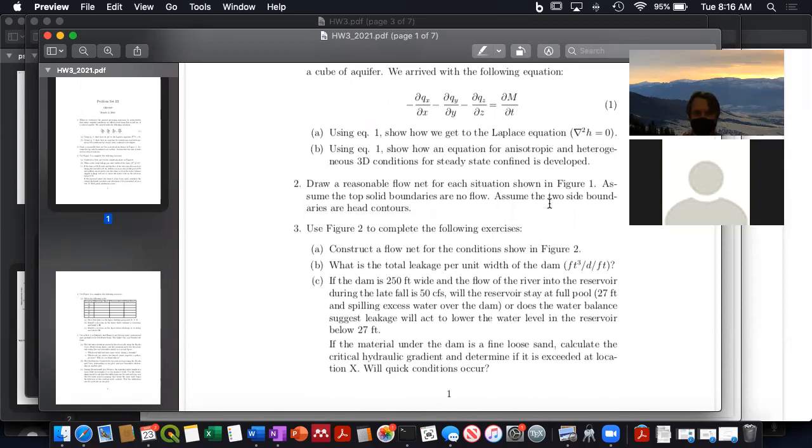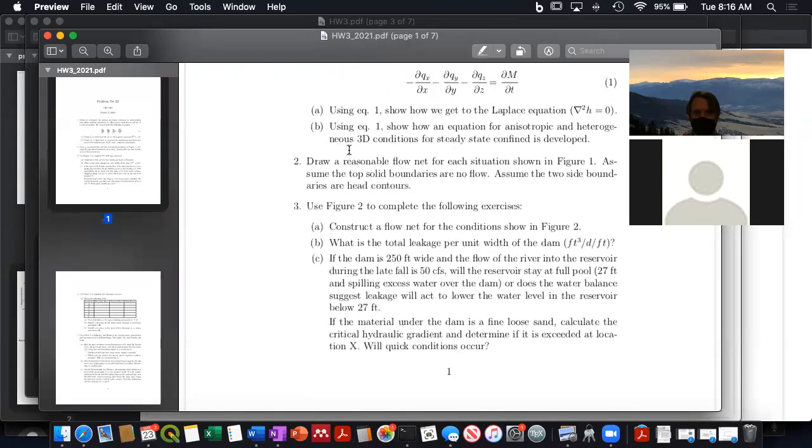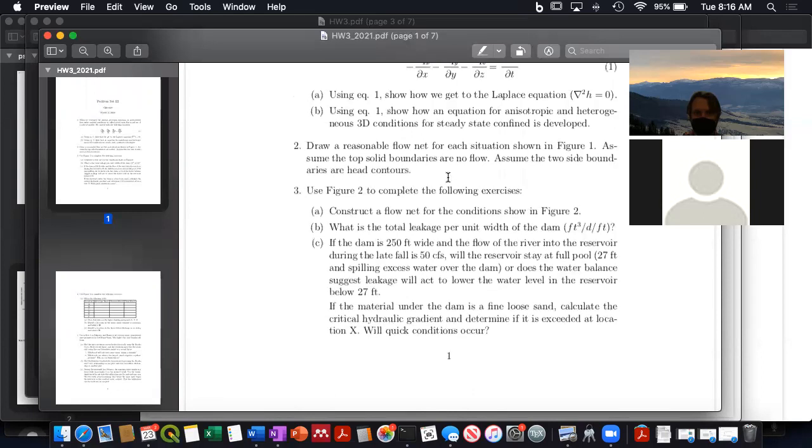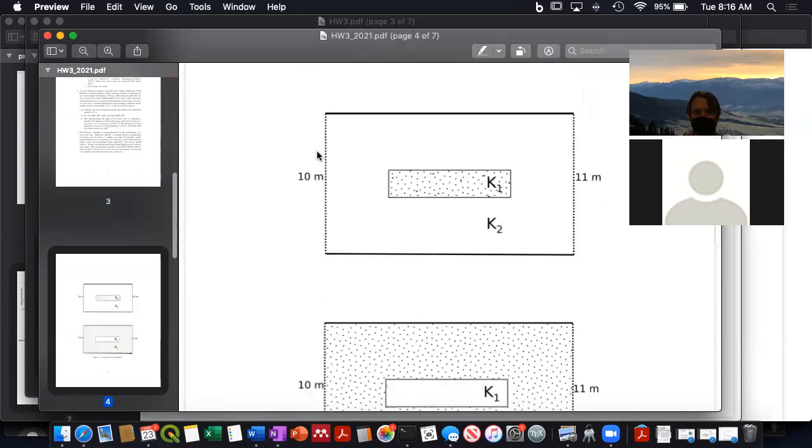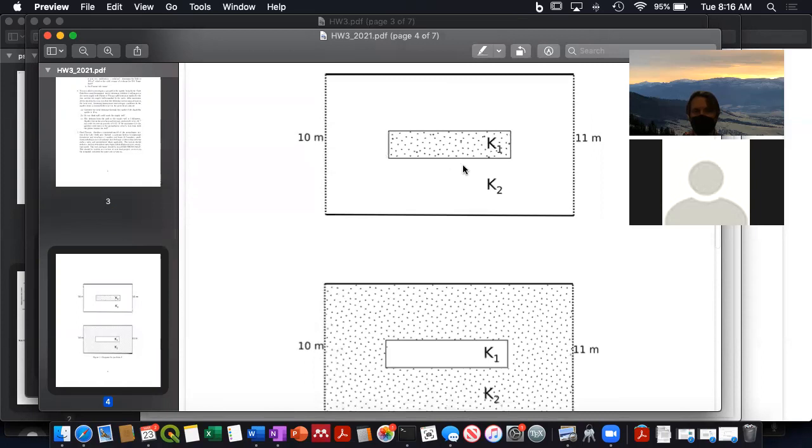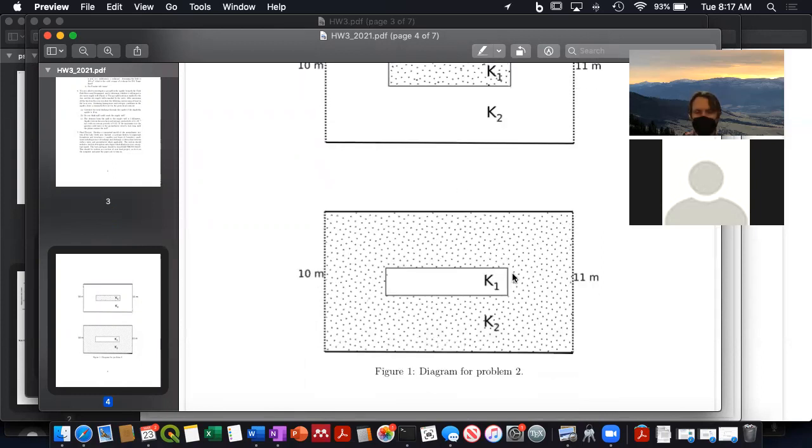Let's see, the third question was for these flow nets for problem 2. In these flow nets, you're to assume that they're heterogeneous and that wherever you have the speckled zone, it's the higher hydraulic conductivity. So in this upper figure, K1 is higher than K2 because it's speckled. And in the bottom figure, K1 is lower than K2 because K2 is speckled. Did I miss any questions that we asked? Okay, minor miracle.